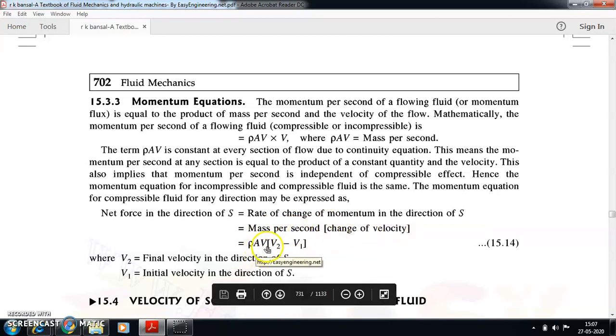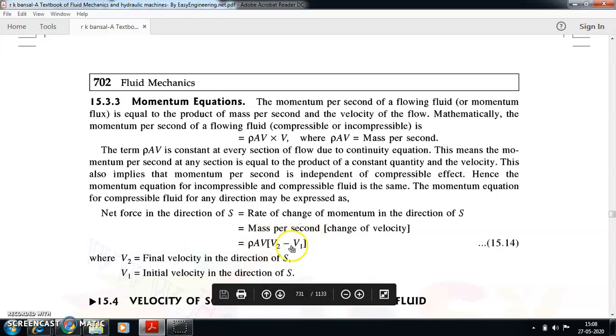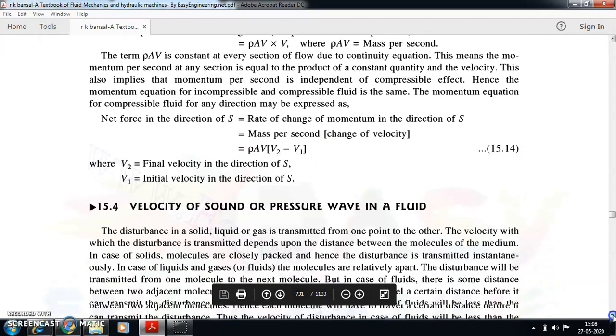I can write this as rho A V into delta V, or I can put it as V2 minus V1, where V2 is the final velocity and V1 is the initial velocity in the direction of S. So basically we are figuring out what is the net force in some direction. That's it. The momentum equation is independent of the compressible effect. We don't have any compressible effect here. So it is the basic equation for both compressible and incompressible flow. The equation remains the same.